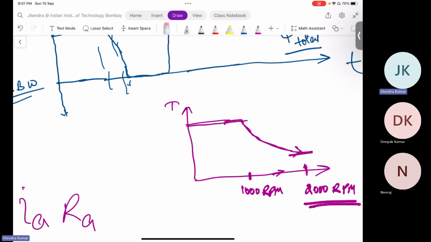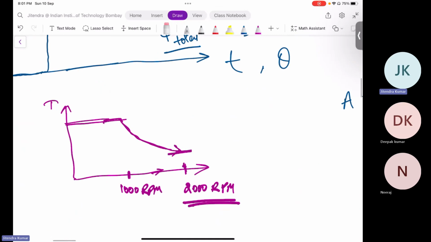Okay, so there are certain things. If you are providing, see, to provide DC machine, hello, am I audible?